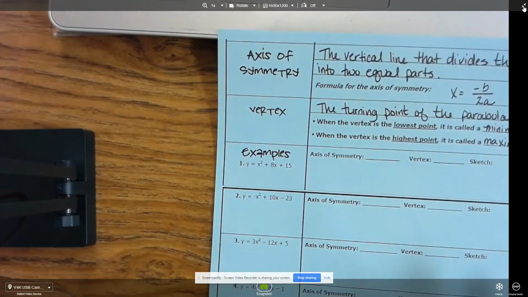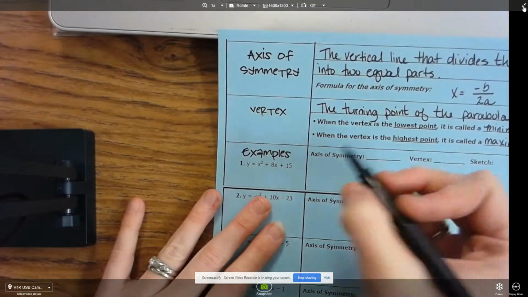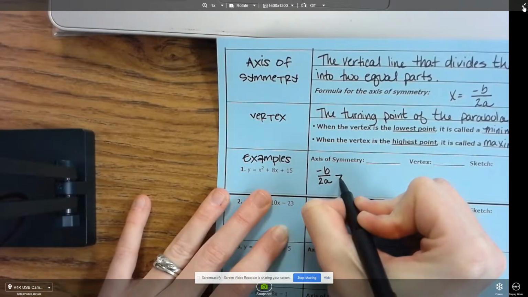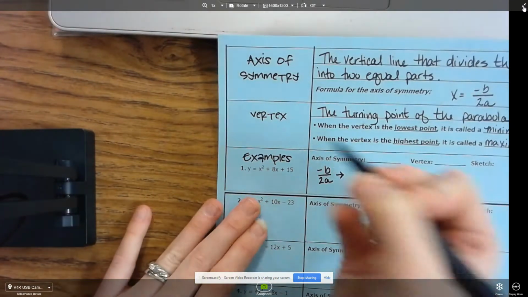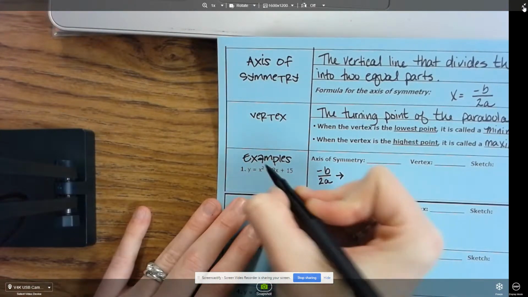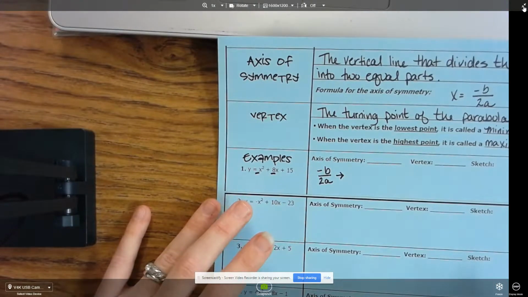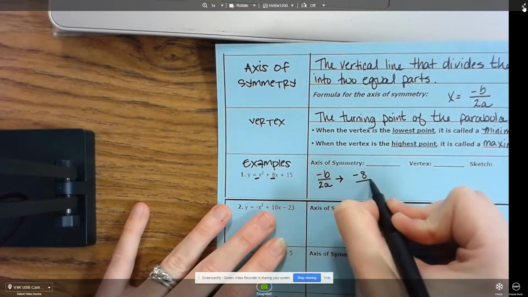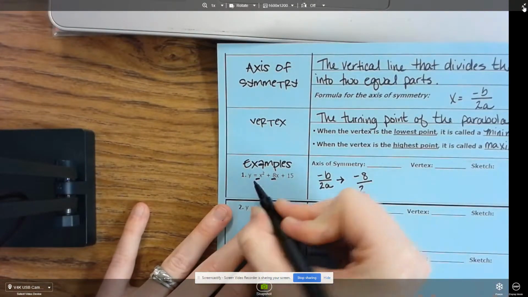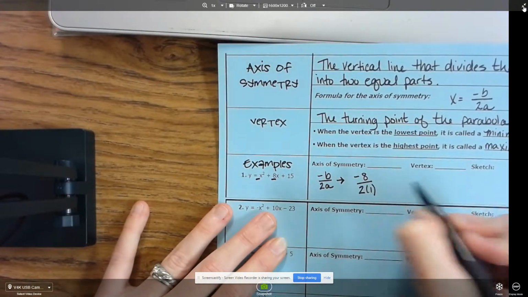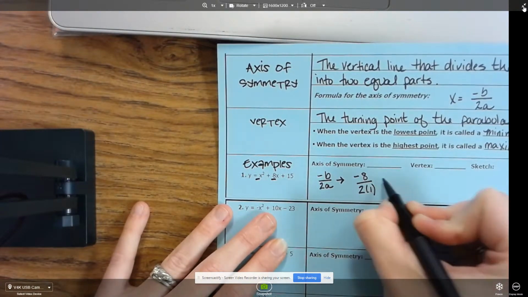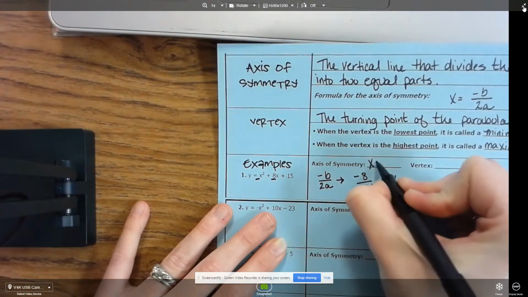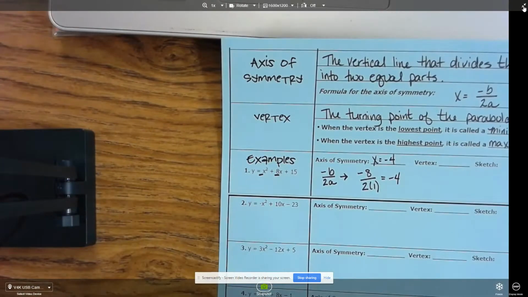So here's an example. To find the axis of symmetry, we're going to do negative b divided by 2a. b is this value, and a is what's attached to x squared. So negative b would be negative 8 divided by 2, and then a would be 1. That's going to give me negative 4. So that would be our axis of symmetry.